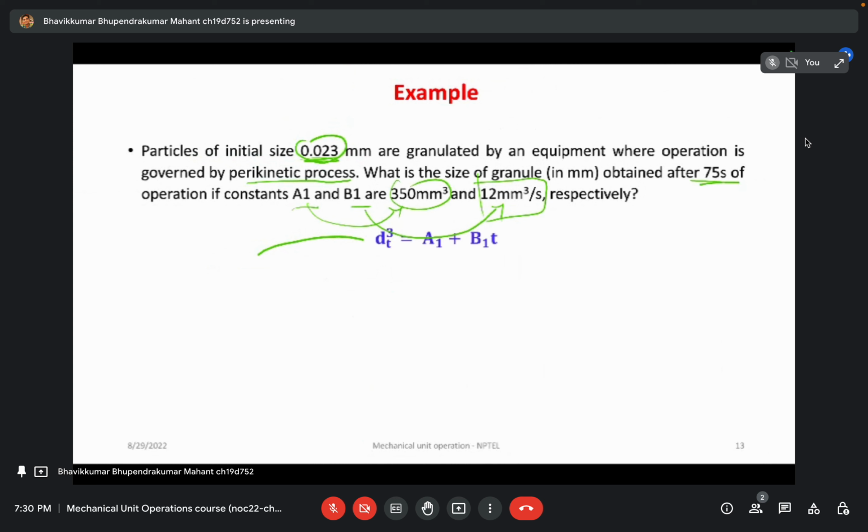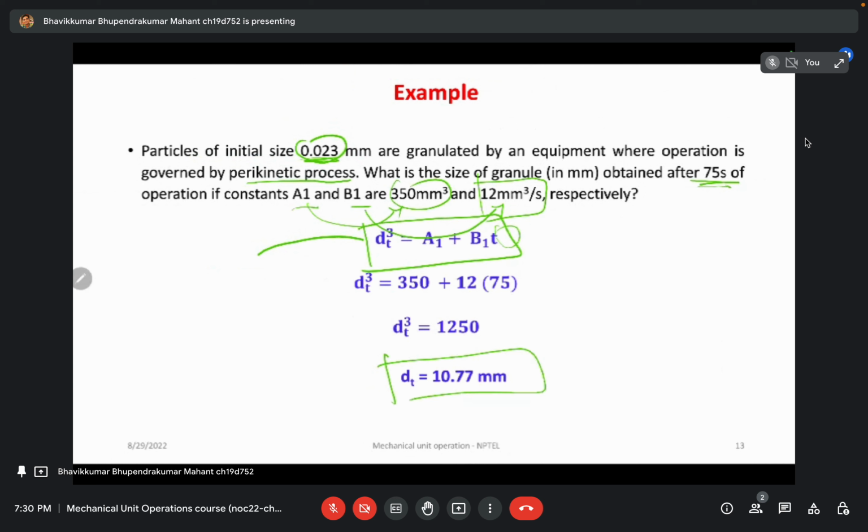Now for the perikinetic process we have the equation dt cube is equal to A1 plus B1t. The value of A1 is 350 mm cube, the value of B1 is 12, and t is the time. Here our whole process is going up to 75 seconds. After 75 seconds, what is dt cube? We will get 12,1250, and at the end you will get the value of dt, the final particle size at the end of the size enlargement process, which is 10.77 millimeter.